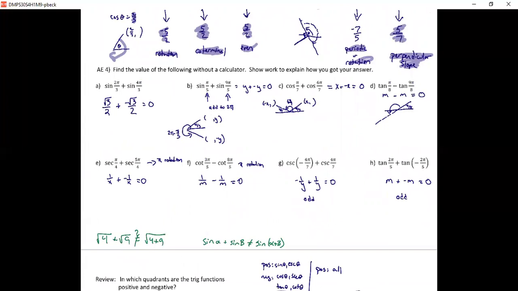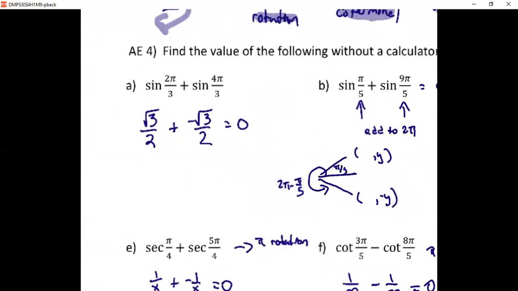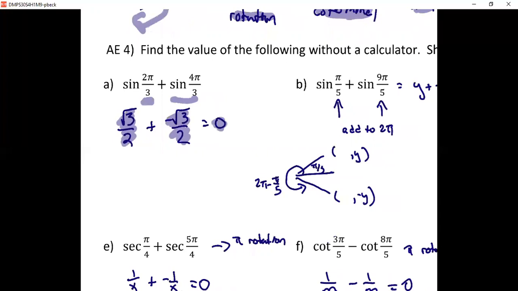Why are all these values what they are? The sine of 2 pi over 3 plus the sine of 4 pi over 3. What we could do with this problem is do it numerically, because we do know the sine of 2 pi over 3, which is square root of 3 over 2. Sine of 4 pi over 3 is negative square root of 3 over 2. So these will end up equaling 0. But what happens if it's an unknown angle?